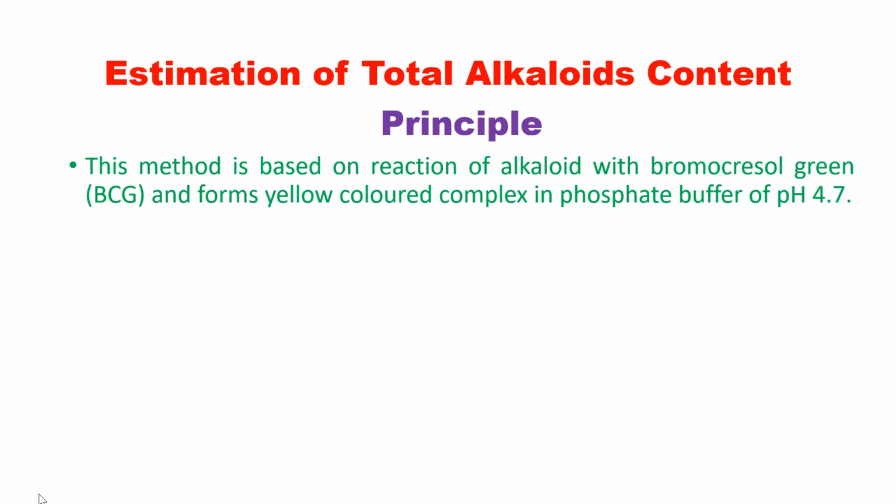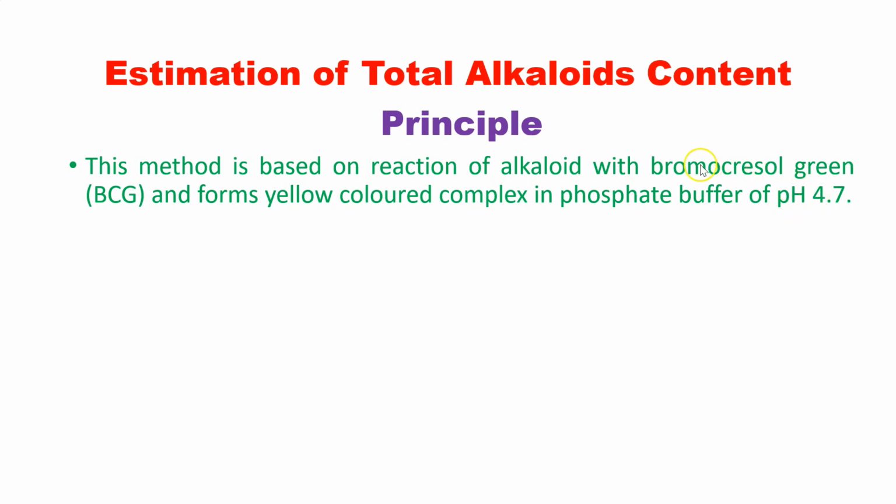We will see the first principle of this alkaloidal estimation. This method is based on the reaction of an alkaloid with bromocresol green, which forms a yellow color complex, and this yellow color complex is formed at a specific pH, that is 4.7. So we need to utilize a phosphate buffer for maintaining the pH at 4.7.